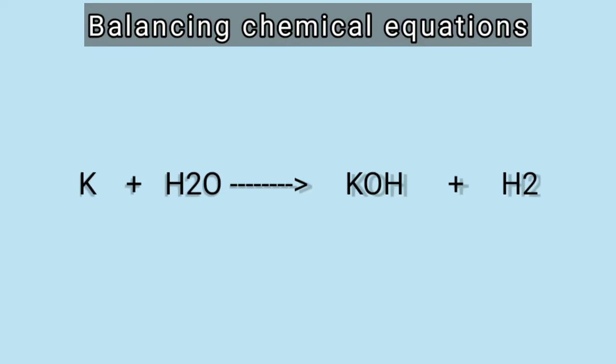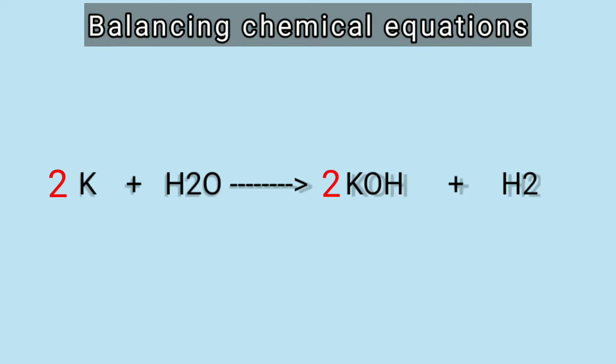Number of hydrogen atoms is 2 on left side and 3 on right side. To make it even on right side, we write 2 as a coefficient of potassium hydroxide. But then potassium becomes 2 on right side and 1 on left side. So we will write 2 as a coefficient of potassium on left side also.